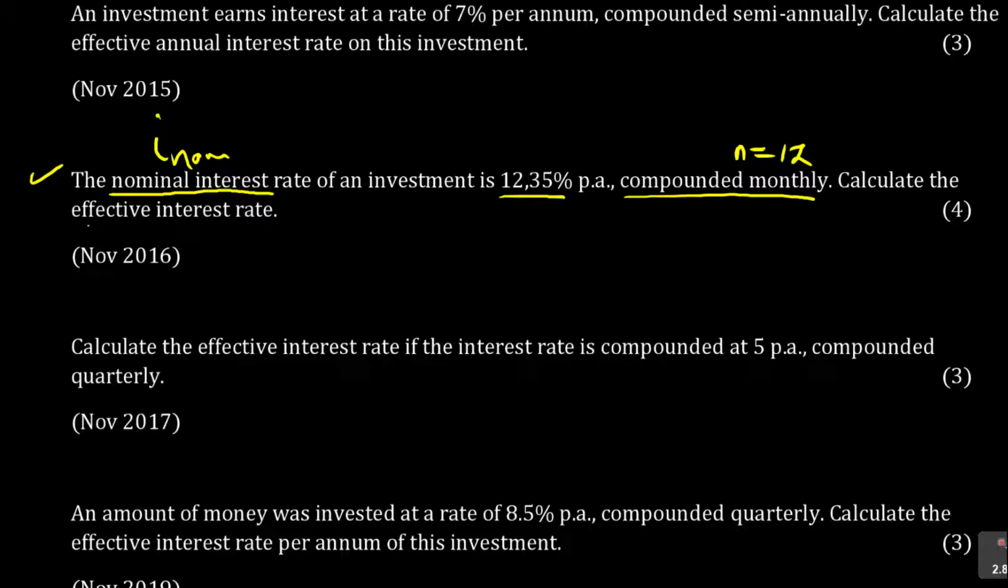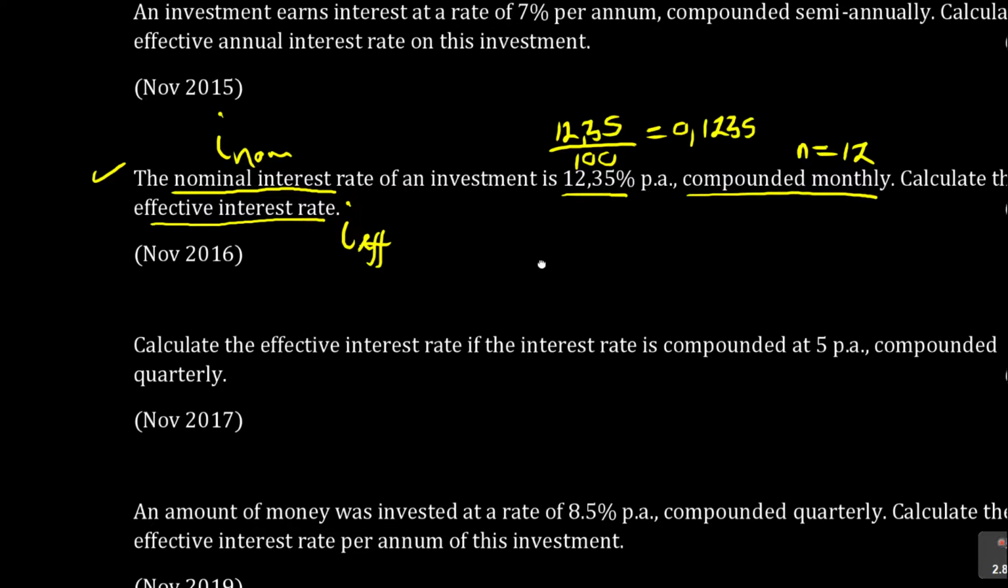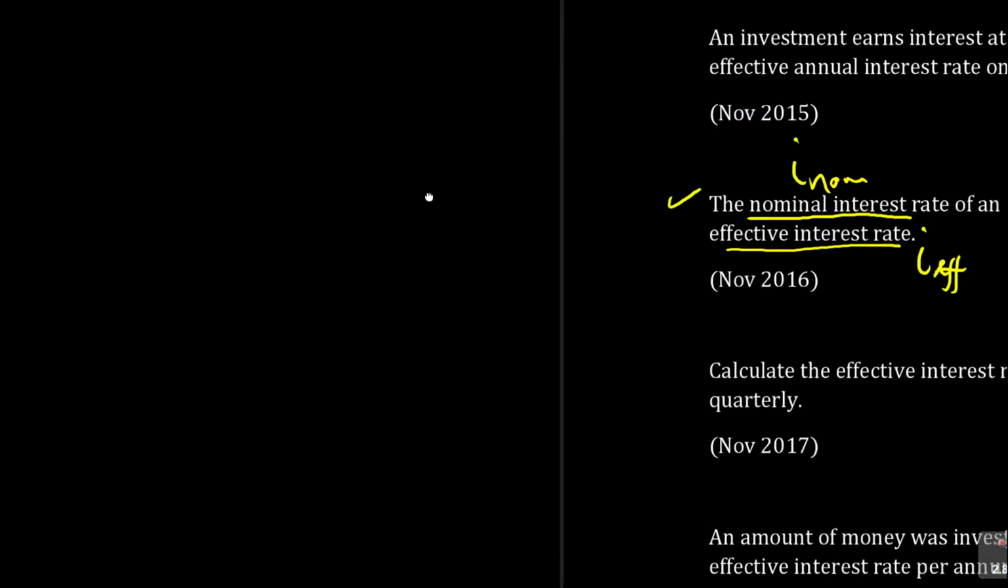Calculate the effective interest rate. So meaning they want what? The IEFF. Now, you come back again to say, what do you do to 12.35? You divide by 100, so that it becomes 0.1235.